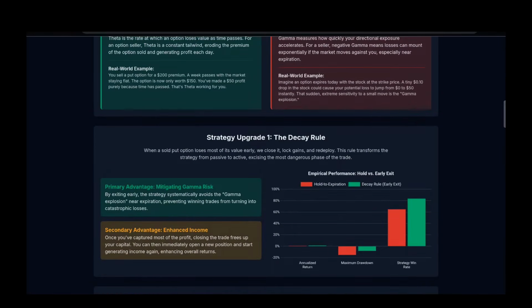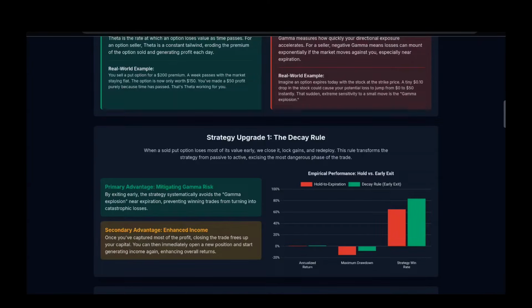So let's talk about strategy upgrade number 1, which is the decay rule. When a sold put option loses most of its value early, the idea is to close it, lock in the gains, and then redeploy, so basically open a new position. This rule transforms the strategy from a really passive one to a quite active one, and it takes that dangerous phase, that time element, almost out of the trade.